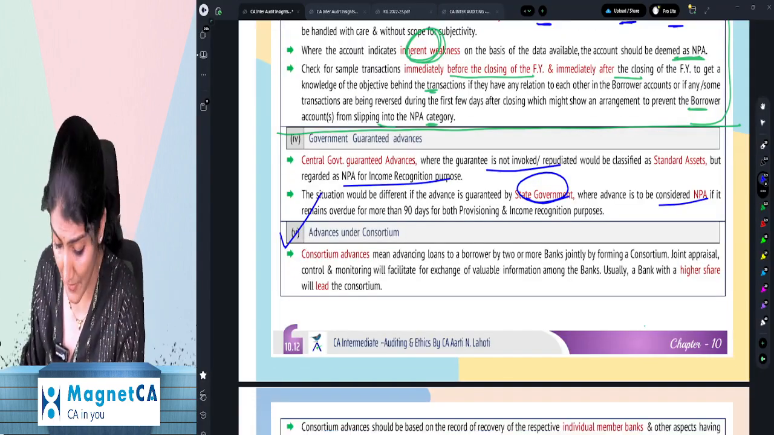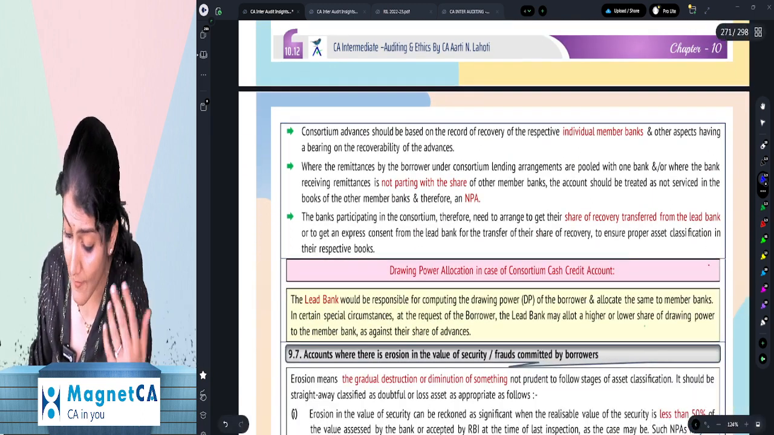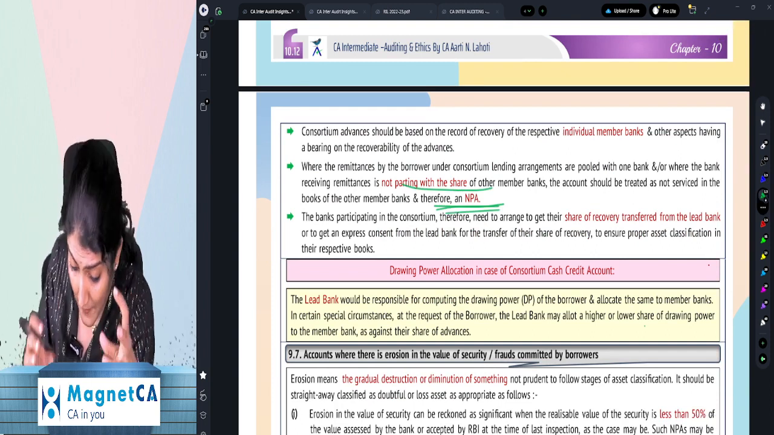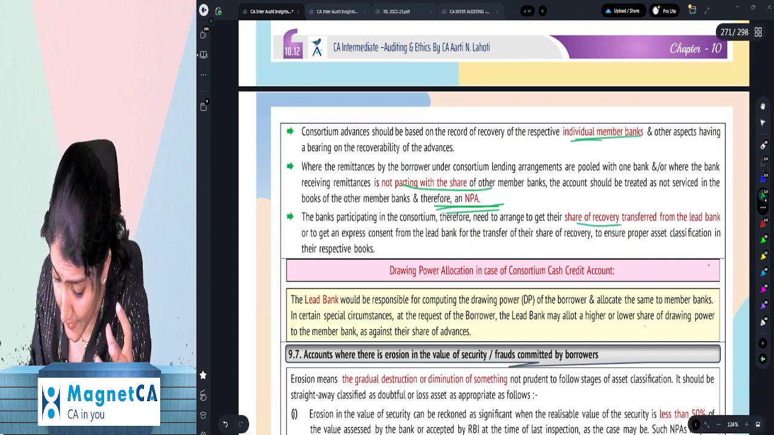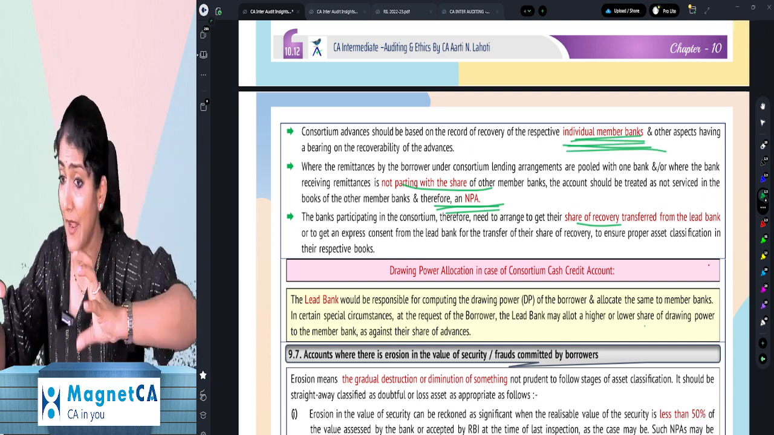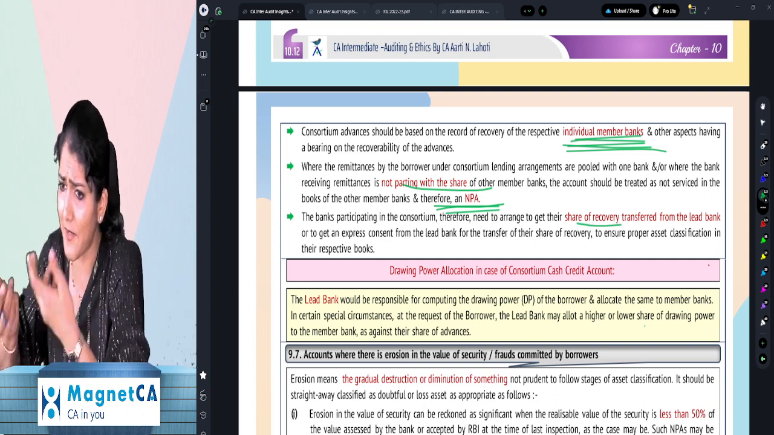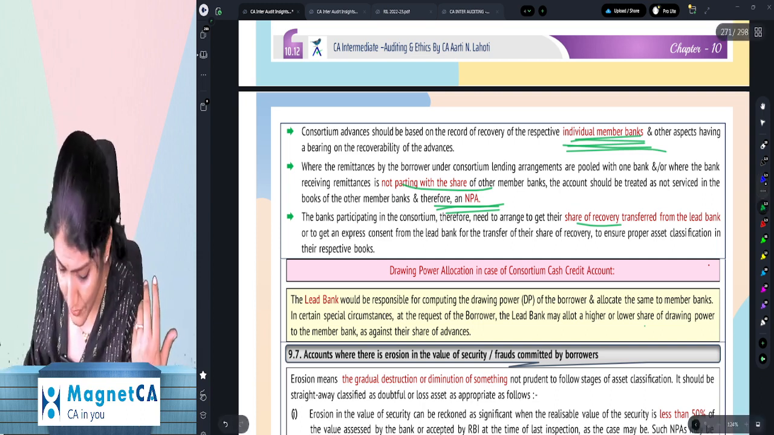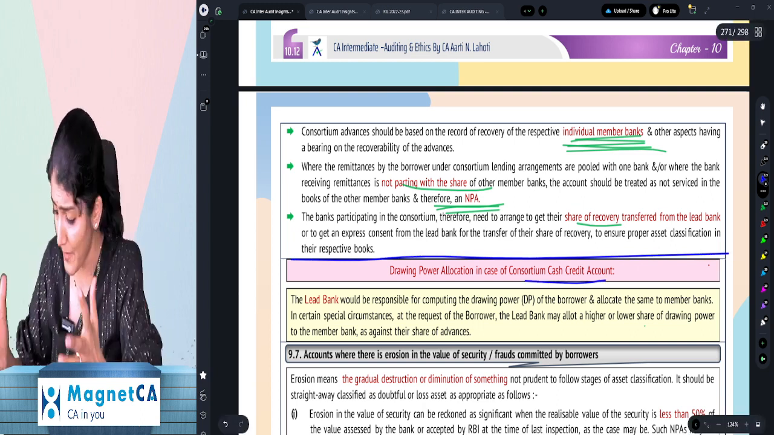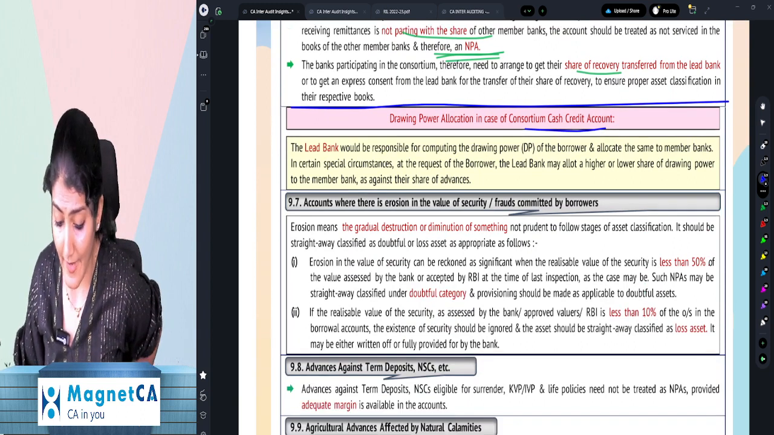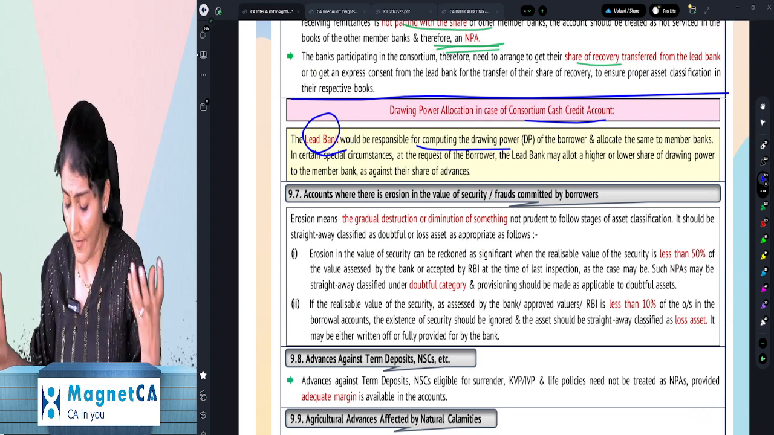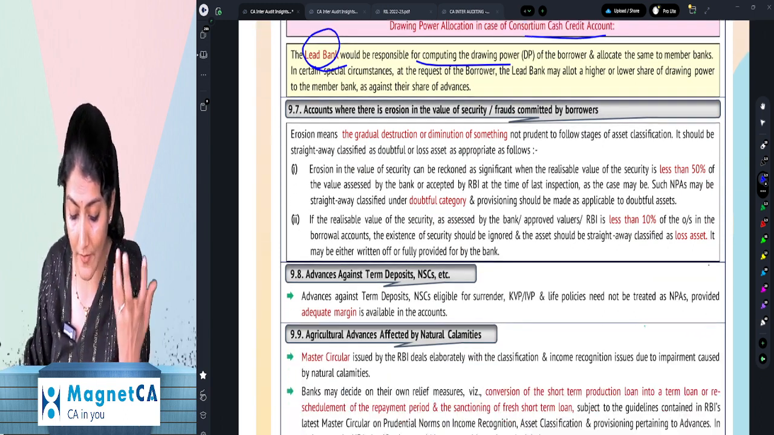Right? So consortium advances, what does it say? If the lead bank does not give the share to the co-bank, it says treat it as an NPA. And obviously NPA classification is based on the individual record of recovery. Right? So one co-bank is getting the installment, the other bank is not getting the installment. The other bank you treat as an NPA. Okay, right, then consortium cash credit, if more than one bank is coming together and giving the cash credit, it says again the lead bank will be responsible for computing the drawing power.